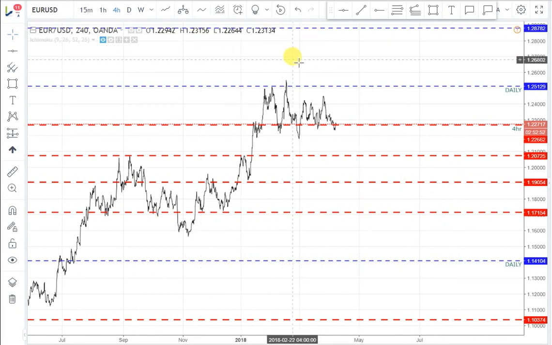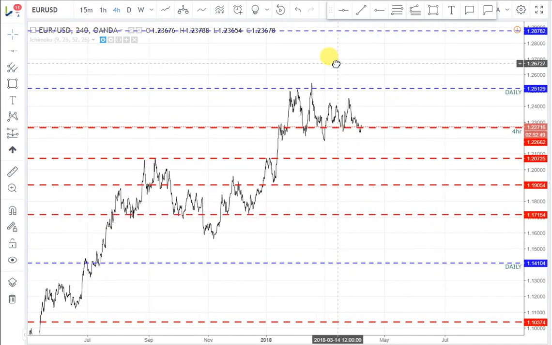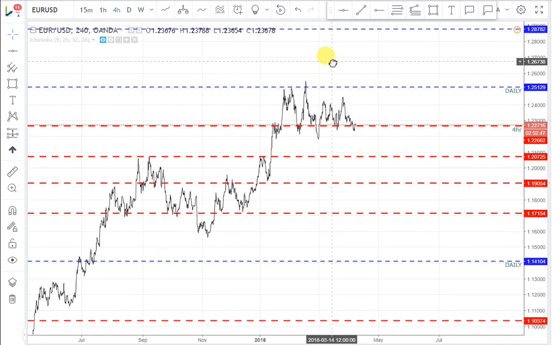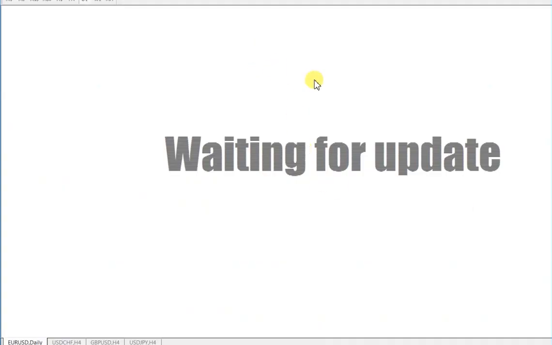So this is using TradingView. We have a tutorial video on how to use TradingView a little bit better, but it's not much different than any other charting package. Not much different than MetaTrader.